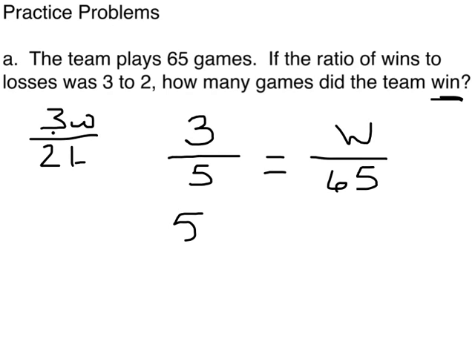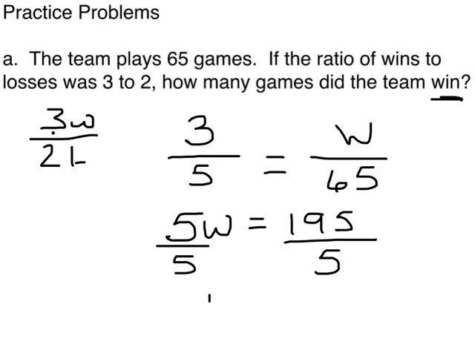So 5W equals 65 times 3, which is 195. And we're going to divide by 5. W equals, let's see, 5 goes into 19 3 times, and that's 15, that's 39. So they would have won 39 out of 65 games if their ratio was 3 to 2.